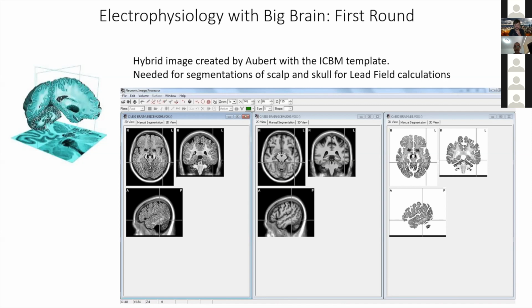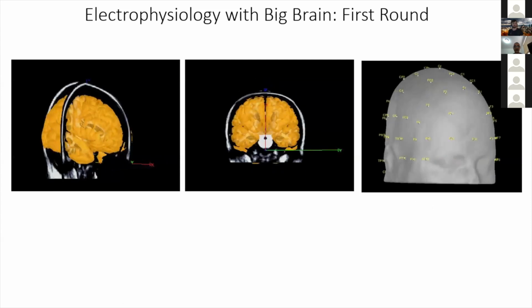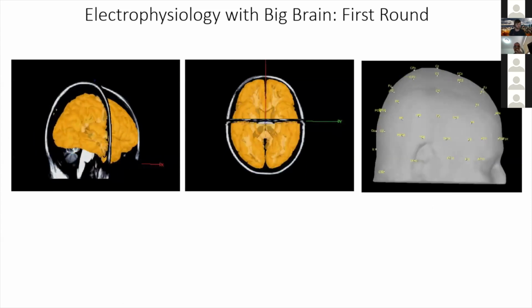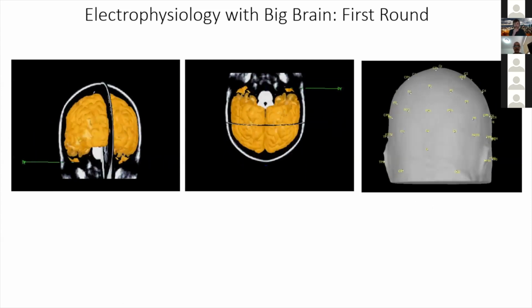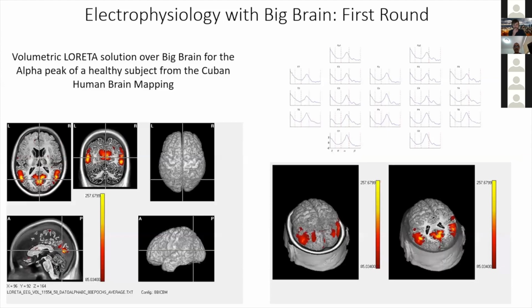With this, we were able to obtain... This is how it looks. And with this, we were able to obtain, for example, the estimation of the spectra, the locus spectra at the gray matter source using the BigBrain.